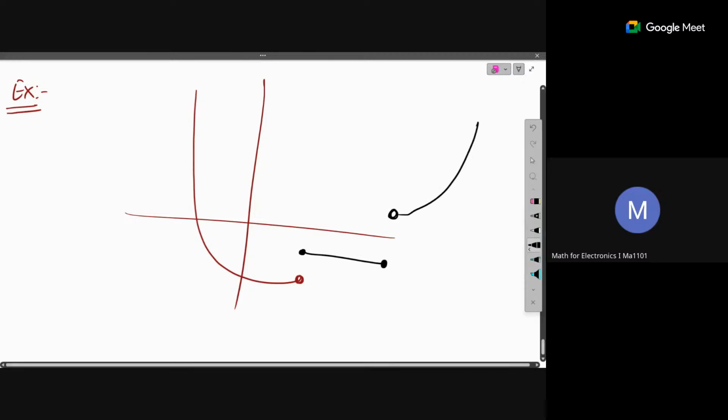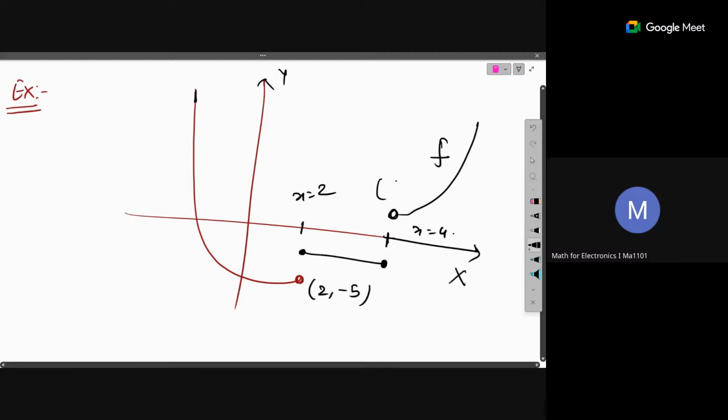So suppose this is my graph of a function down here. This is your y-axis, this is your x-axis, this is your function f. And suppose this point is x equals 2, this is x equals 4. And this particular point is (2, -5), let's take, and this is (4, 1). Okay, then I'll ask you some questions.